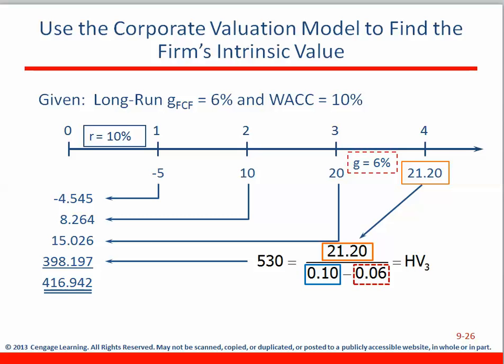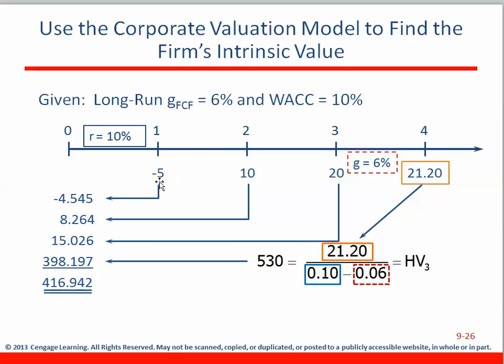All right, this is important. So the long run growth rate is 6%. We use the WACC as the discount rate because these are the free cash flows to everybody, not just the stockholders. So that's different from the dividend discount model. In the dividend discount model, the discount rate is the cost of equity. In the corporate valuation model, the discount rate is the weighted average cost of capital.